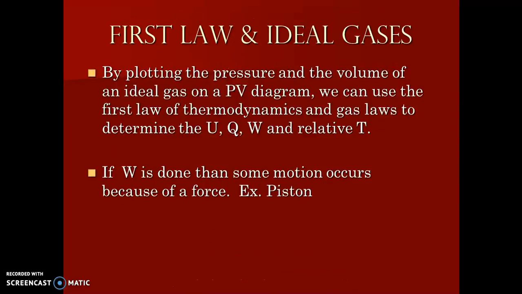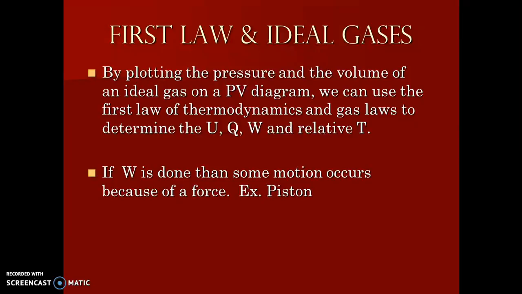So we've already looked at ideal gases and how they relate to pressure and volume and temperature. In looking at Boyle's law, we looked at pressure and volume graphs. And now we're going to look at what is called a PV diagram, and use that and the first law of thermodynamics to look at how all of these different variables relate: U and Q and W and pressure and volume and temperature.